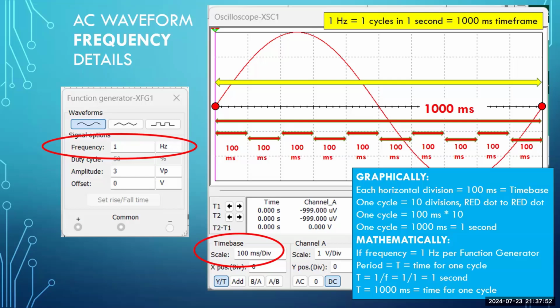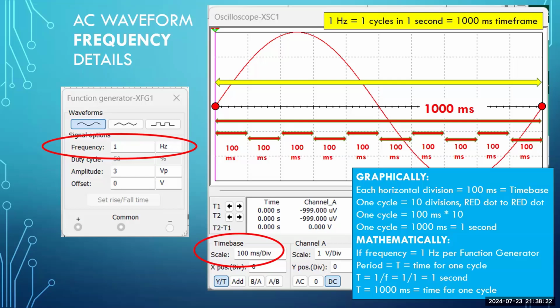So 1 complete cycle fits in the time frame of 1 second between the 2 red dots. Now, 1 second is 1,000 milliseconds. If you key 1,000 milli into your calculator and hit equals, you'll see that it comes up 1. Now, we're going to analyze this 2 ways. I have in the blue box, graphically, we're going to do an analysis, and mathematically, we're going to confirm that we're reading things correctly graphically.